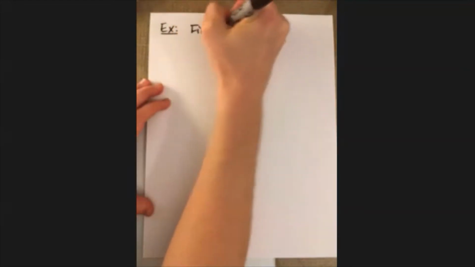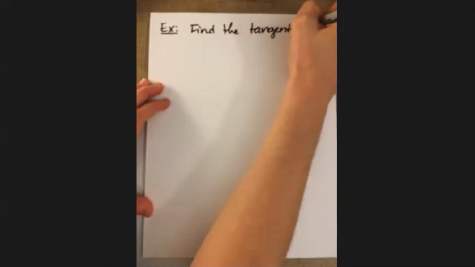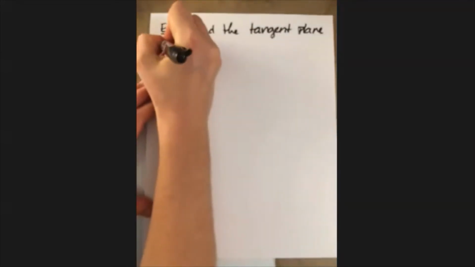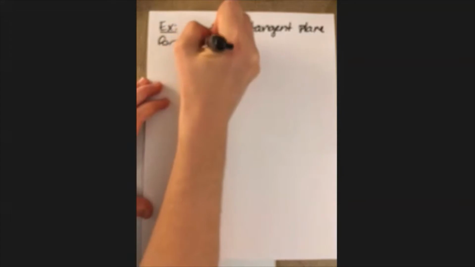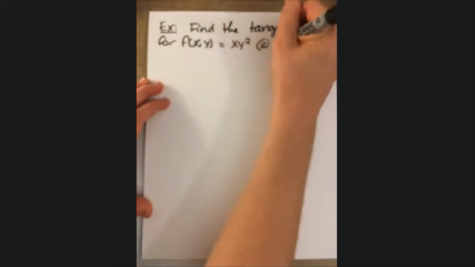So let's go ahead and get started with some examples. Our first example is going to be to find the tangent plane for f of x, y equal to x y squared at the point -1, 3.